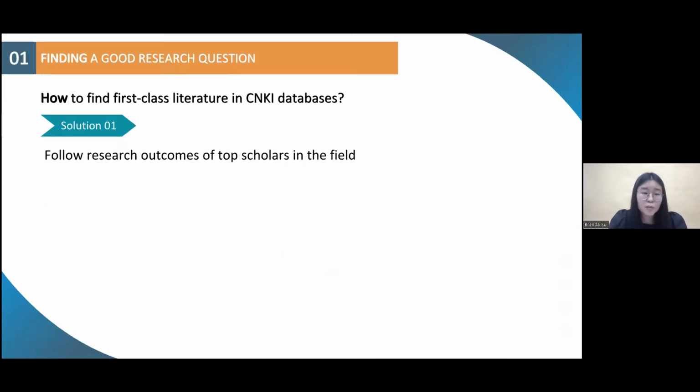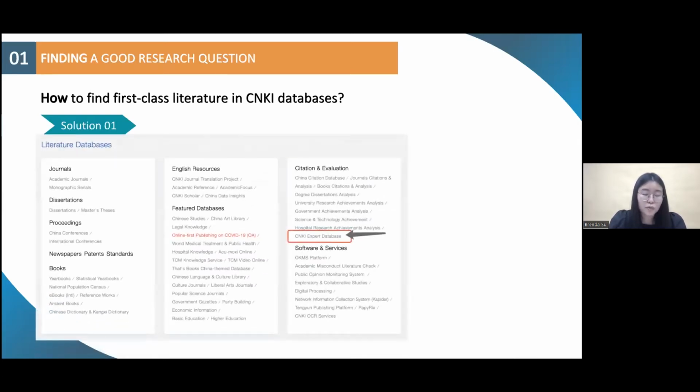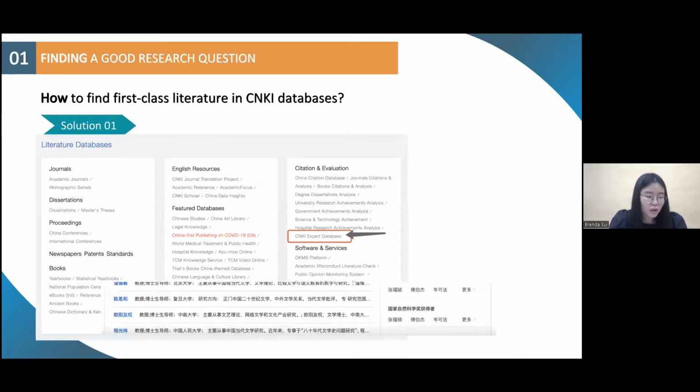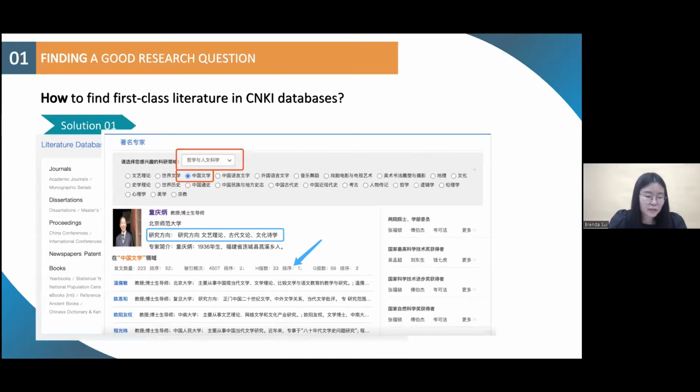Well, apart from one or two specific authors we want to know more about, we can also find a group of prominent scholars in a simple way. Again, we come to the home page, and when we pull down in this part, we can find a CNKI expert database. In a new page, we can see experts in different research fields. Here we also take Chinese literature, for example. Then we can select 哲学人文科学 and 中国文学. And all experts are shown and ranked based on their H index.